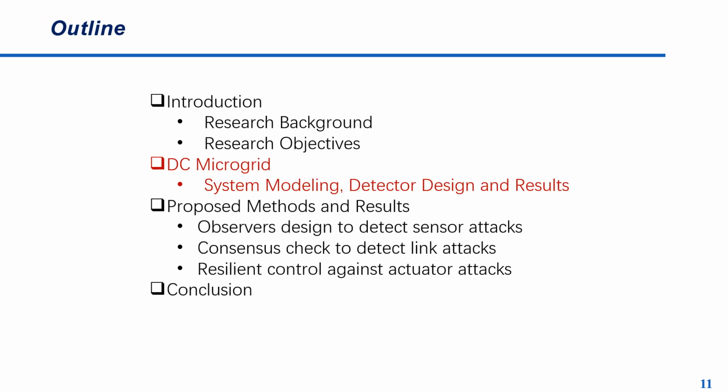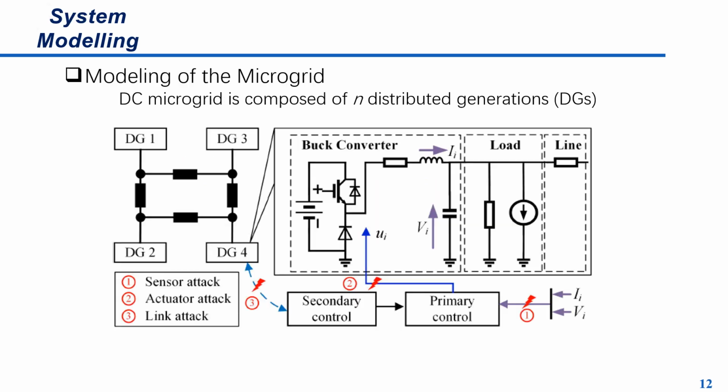Now I will talk about how to make a microgrid model. The microgrid can be considered as a connection of multiple distributed generations, where each DG consists of a power source, a converter, and some load. Moreover, a typical hierarchical control is implemented to control the microgrid. So we can formulate a microgrid model by considering the converter model.